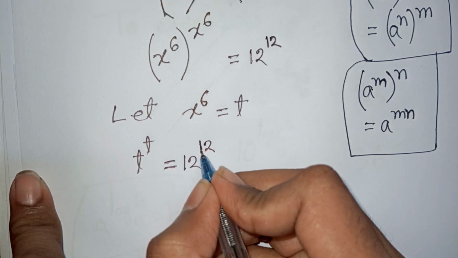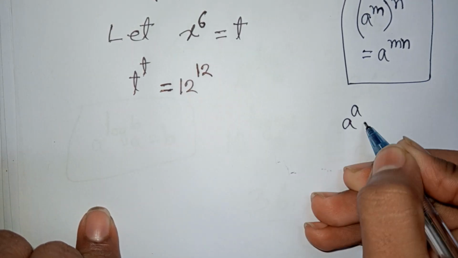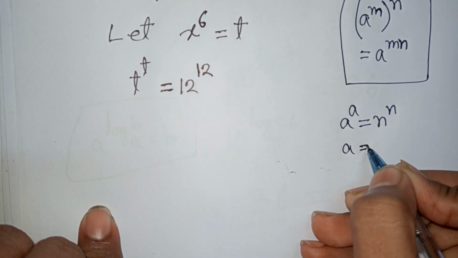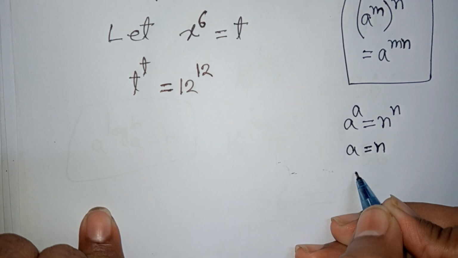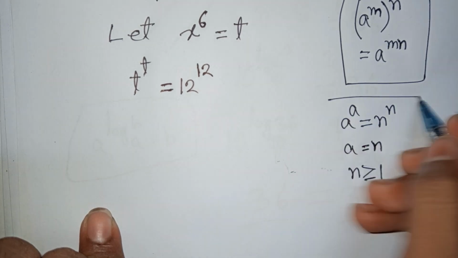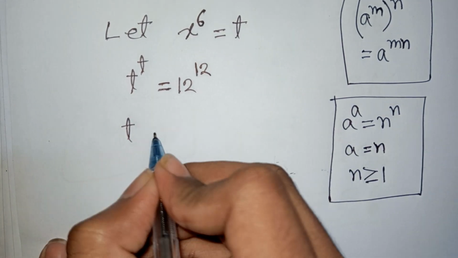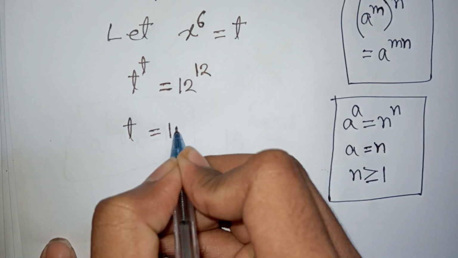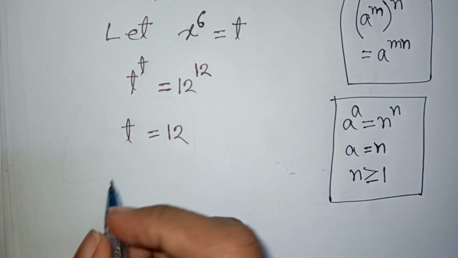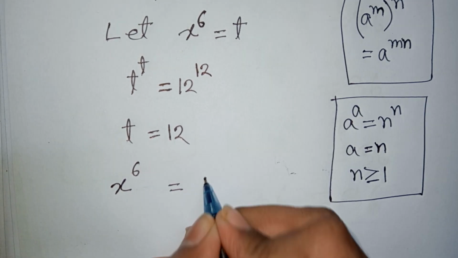Now here I can apply the rule that a power a is equal to n power n. So a will be equal to n, where n is greater than or equal to 1. So it will be t is equal to 12. Now remember that x power 6 is substituted by t. So that means x power 6 is equal to 12.